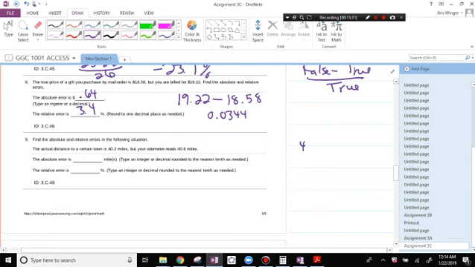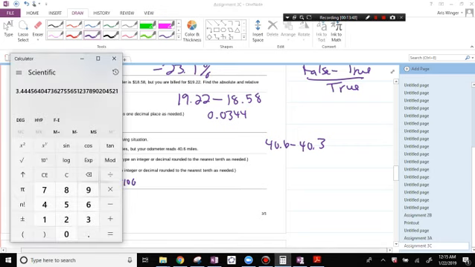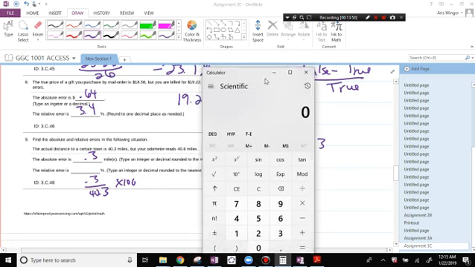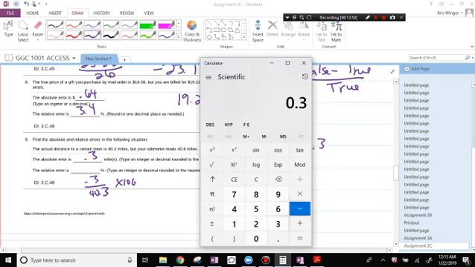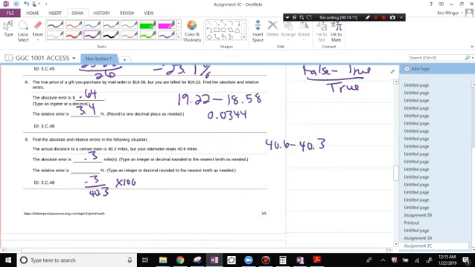The actual distance you went is 40.3. 40.6 is what the odometer read, so 0.3 miles, and then 0.3 miles over 40.3 times 100. 0.3 times 100 divided by 40.3 is 0.74%. How many decimal places? 0.7%.